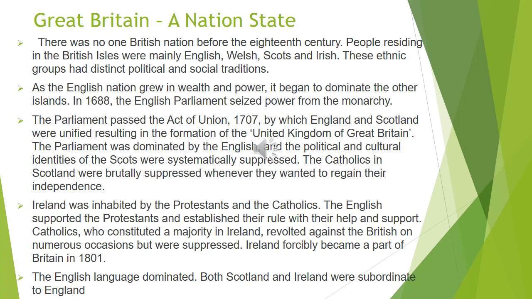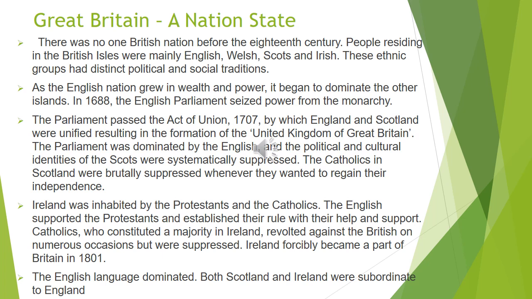The Parliament was dominated by the English, and the political and cultural identities of the Scots were systematically suppressed. So, since the English dominated the Parliament, they could pass that act, and the Scots, who had their own distinct political and social identities, saw these identities systematically suppressed, dominated by the English. The Catholics in Scotland tried to regain their independence, but they were also brutally suppressed.